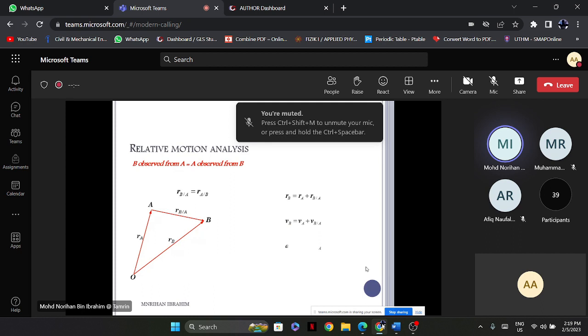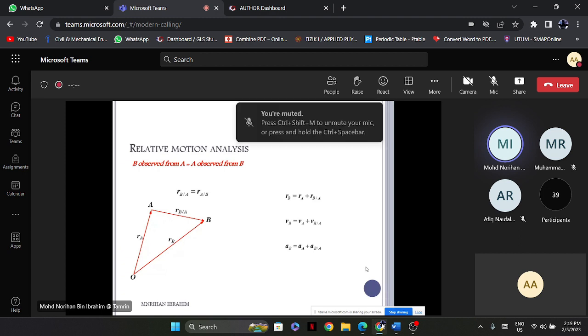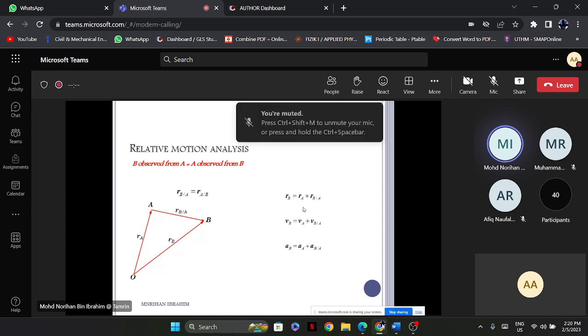And this one is the relative motion analysis of independent motions. There are three main equations when we talk about the relative motion analysis of independent motions. The first one we call the position equation, which is RB is equal to RA plus RB with respect to A. And that is the first one.